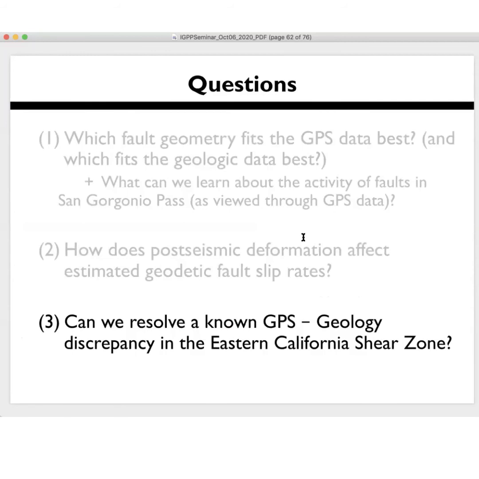So when it comes to the last bullet point here, can we resolve a known geodetic-geologic slip rate discrepancy in the Eastern California shear zone? And the short answer is yes, but I'm going to give you the longer answer right now.